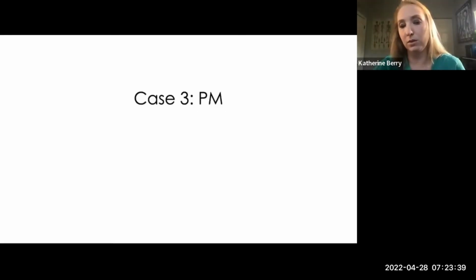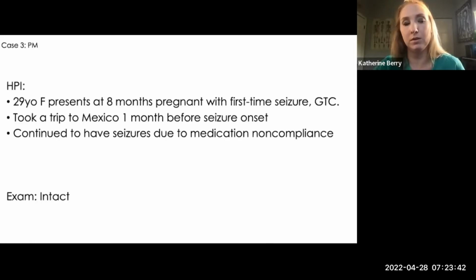Okay, case 3. Eva, how about you help us with this one? A 29-year-old female who presented at 8 months pregnant with a first-time generalized tonic-clonic seizure. A couple other important history components is that she took a trip to Mexico 1 month before the seizure onset, and she was not compliant with her medication and continued to have seizures. On exam, she was intact.